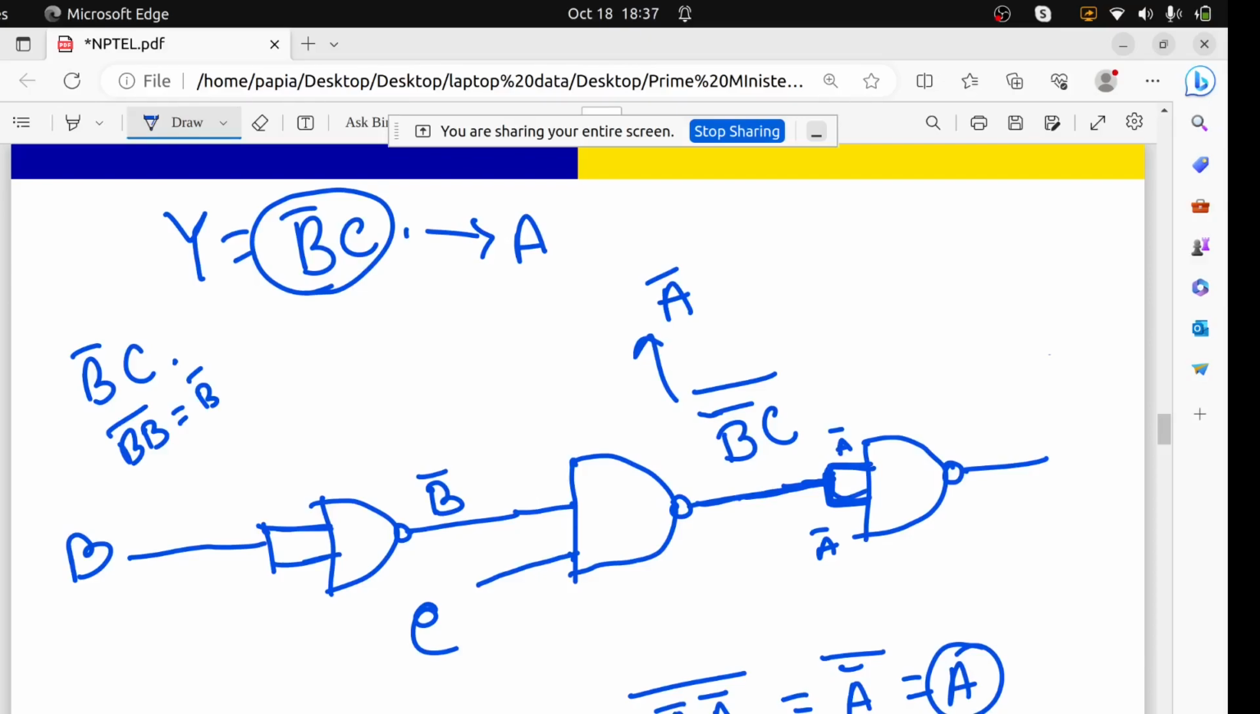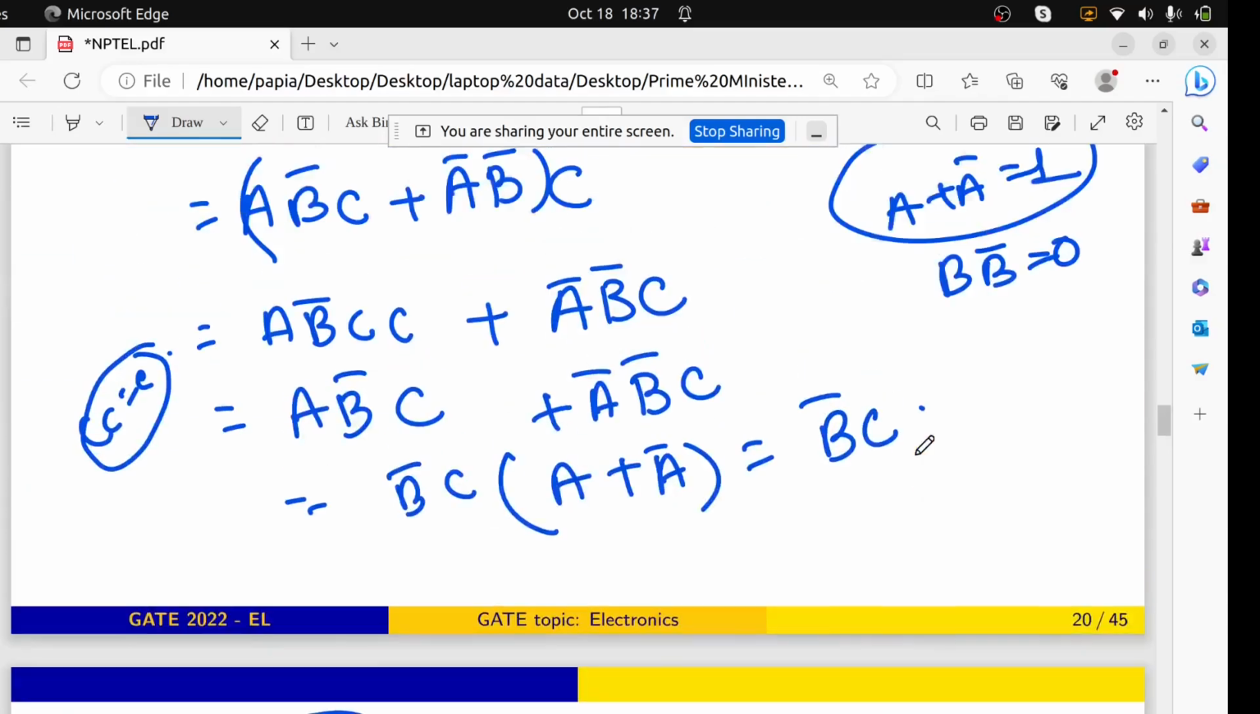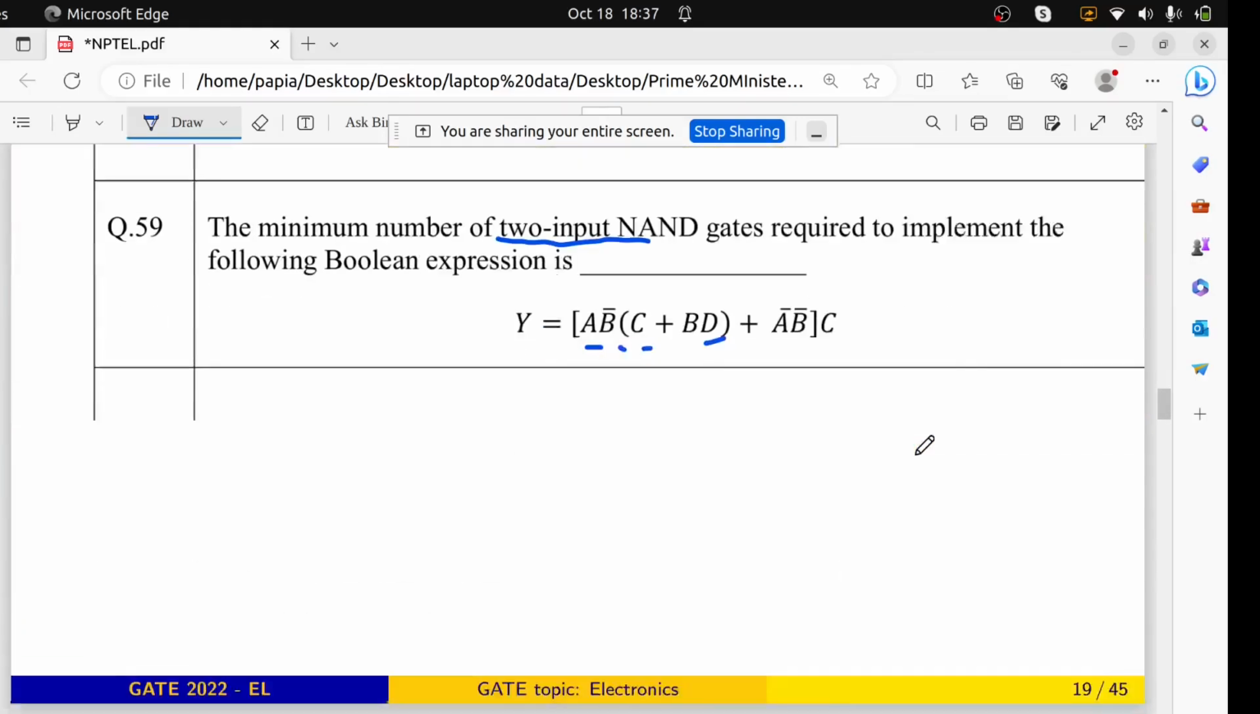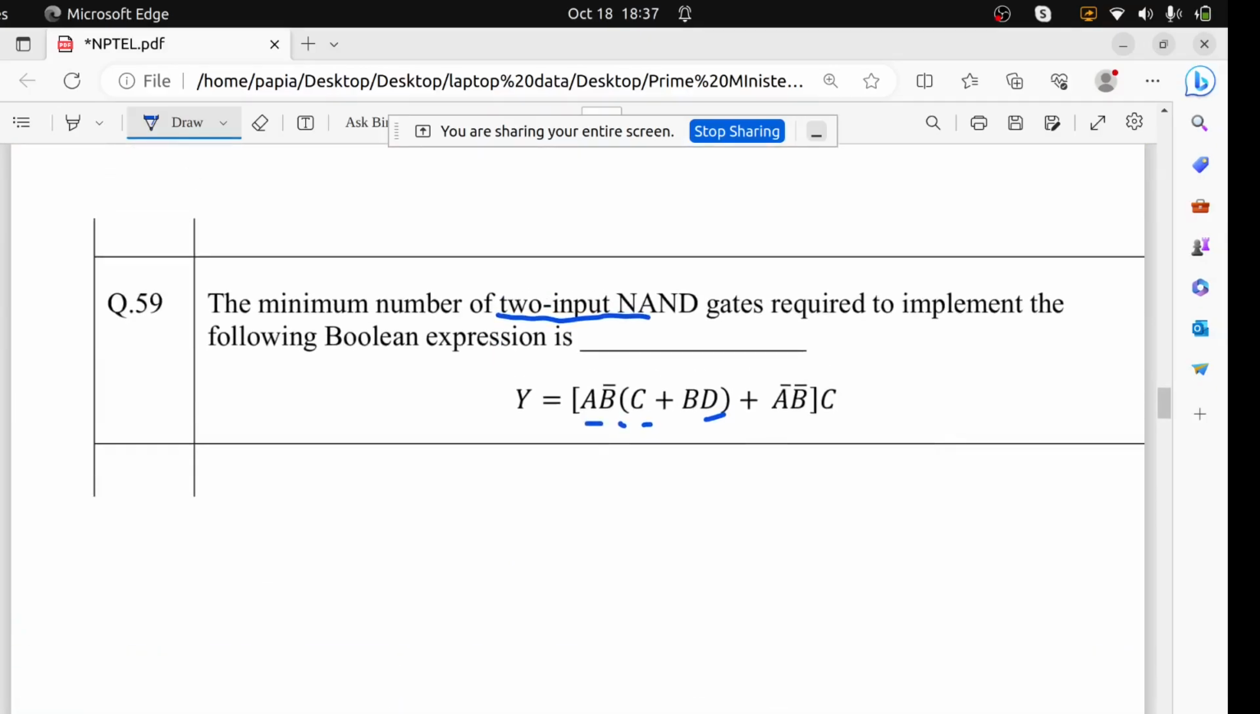Sorry, it is (b bar c) whole bar, and as a whole that answer will be b bar c. Now you can see how many minimum number of NAND gates we need for this Boolean expression: 3. Because it is the minimum one. We can't make a Boolean expression like b bar c without at least 3. So the minimum number of NAND gates will be 3.